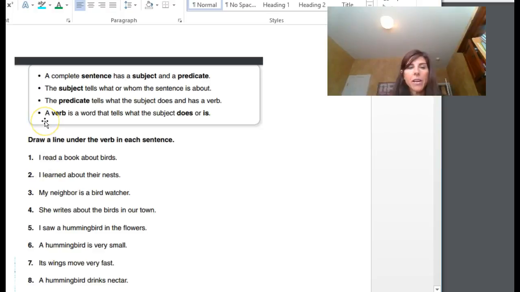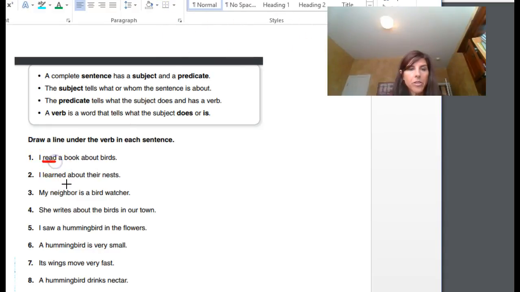So we can say a verb. We can call it an action verb if we want. A verb is a word that tells what the subject does. So what does the subject do? Read. Okay, so the verb would be read here. And let's see if we can draw this here.